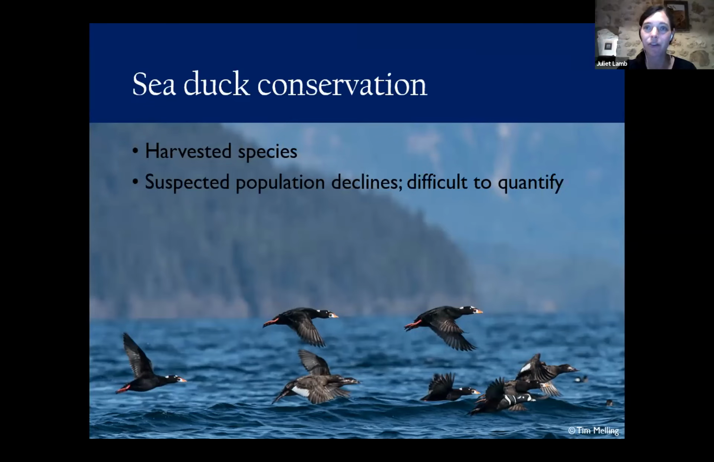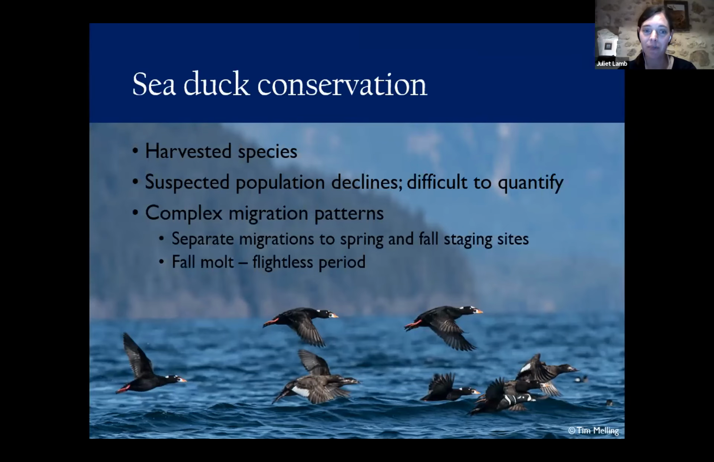Hunters over the past 30 years or so have been reporting that they're seeing fewer birds. They're seeing birds in locations where there used to be large groups of birds used by fewer and fewer birds over time, but that's really difficult to quantify because there's not very good demographic estimates.